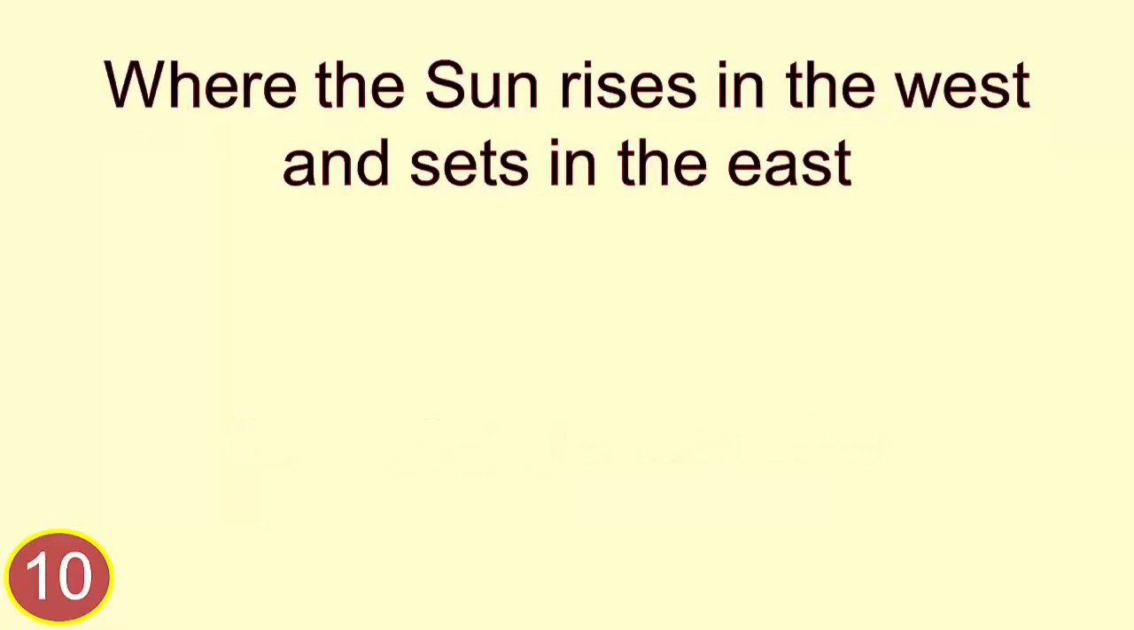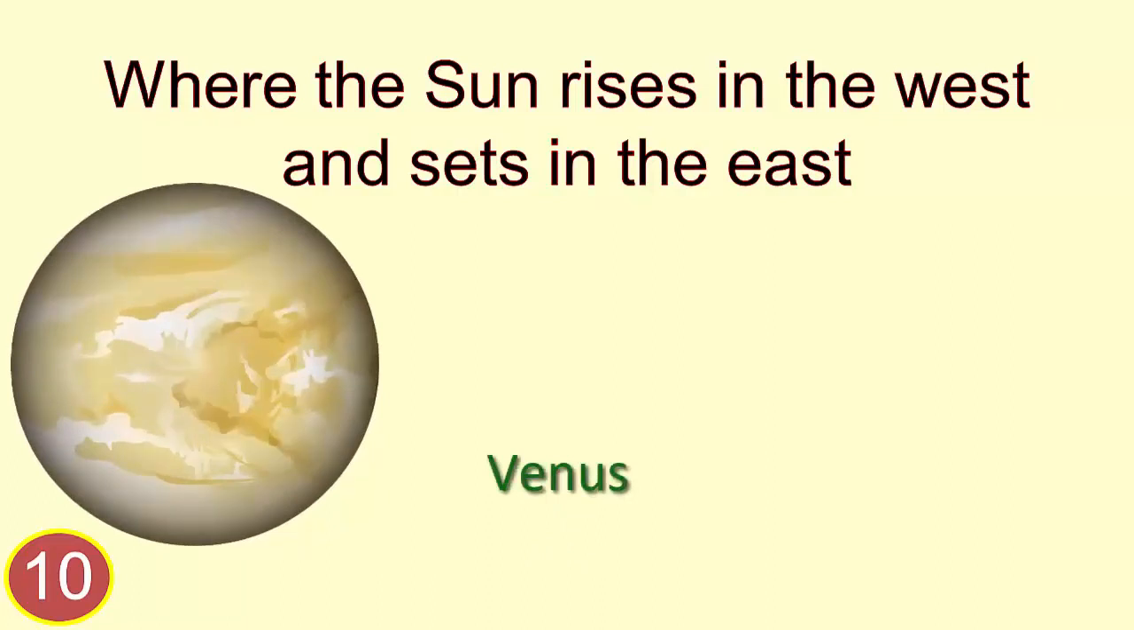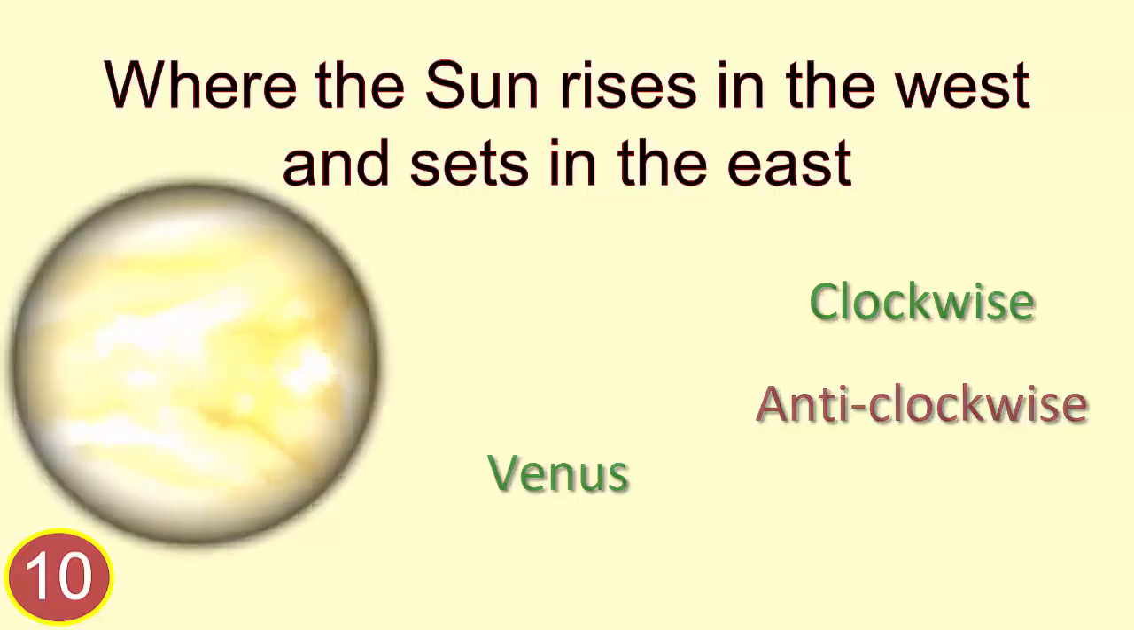Where does the sun rise in the west and set in the east? Answer is in Venus. Most planets rotate on their axis in an anti-clockwise direction, but Venus rotates clockwise. That is why in Venus the sun rises in the west and sets in the east.